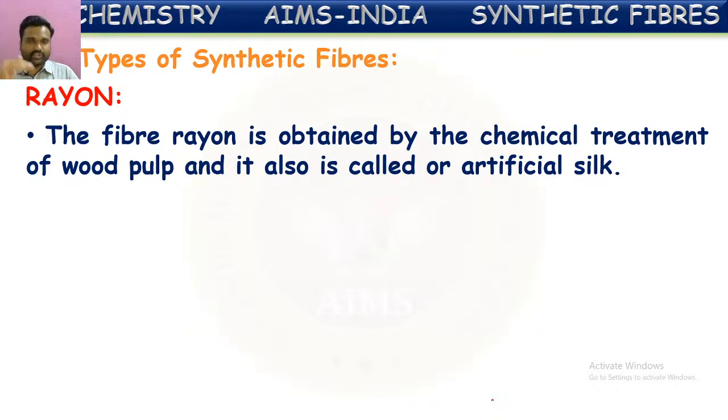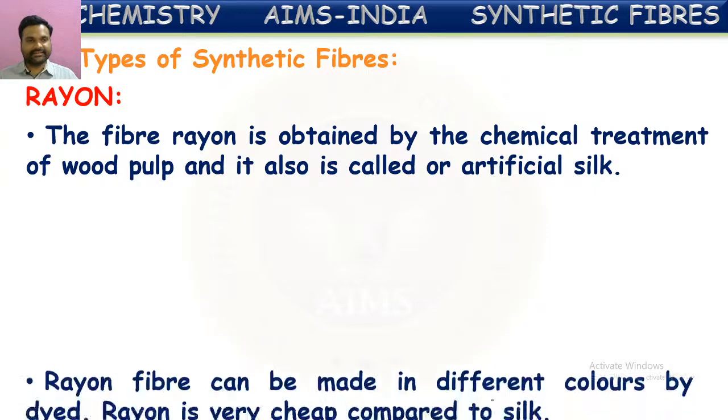Rayon is said to be an artificial or synthetic fiber, but it is prepared from natural wood pulp. Wood pulp undergoes chemical treatment to obtain rayon, and this rayon seems like silk which is obtained from silkworms. It seems like silk, but it is not really silk. It is prepared from wood pulp. That is why it seems like silk. So it is called artificial silk. Rayon is artificial silk.